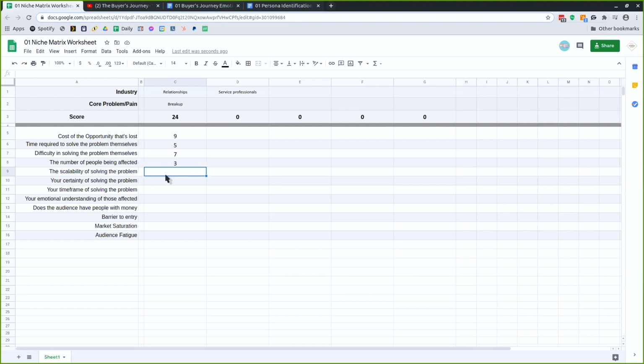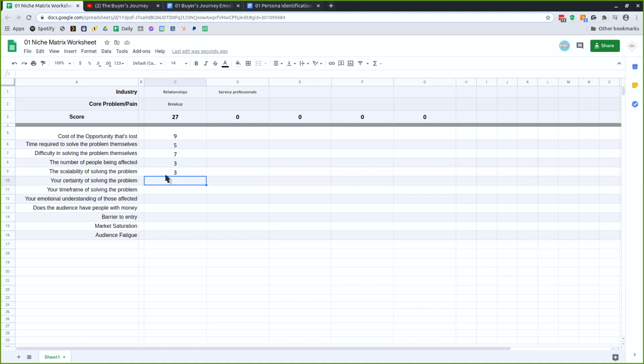I mean, maybe like a 1 to 3 month process, 4 to 12 sessions. I don't know, 3, 4, I guess 3. Again, that's totally a subjective, hard one. Yeah, I mean, scalable. I don't know. Yeah. And now the next one is your certainty of solving the problem.